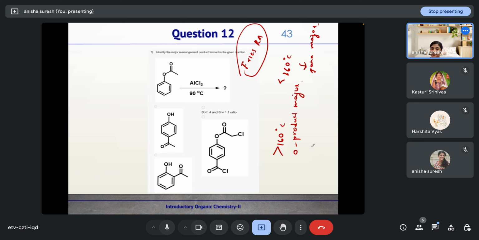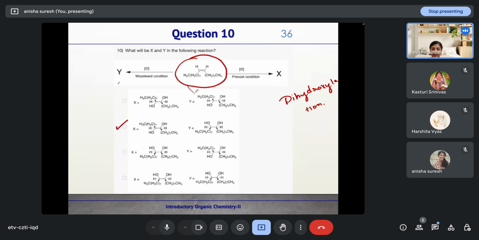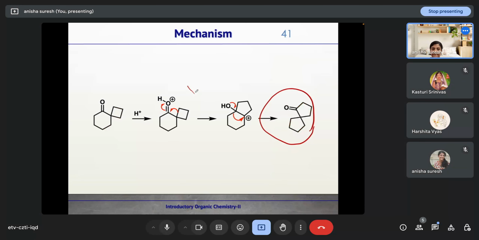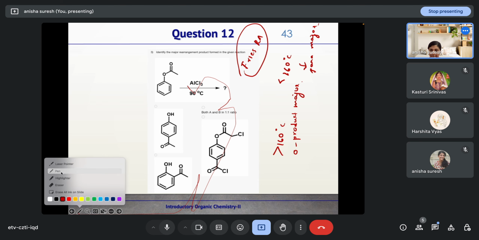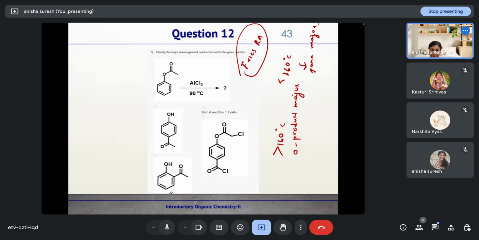Okay. So here it is 90 degrees Celsius. So the major product formed will be para one. Okay. So option A will be the right answer.